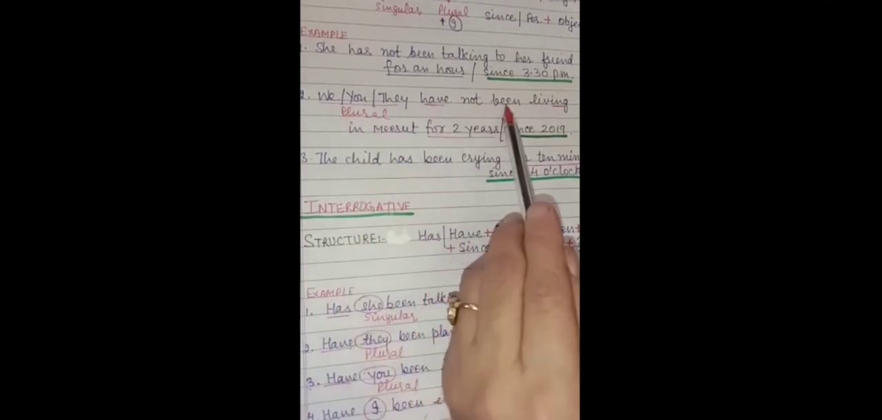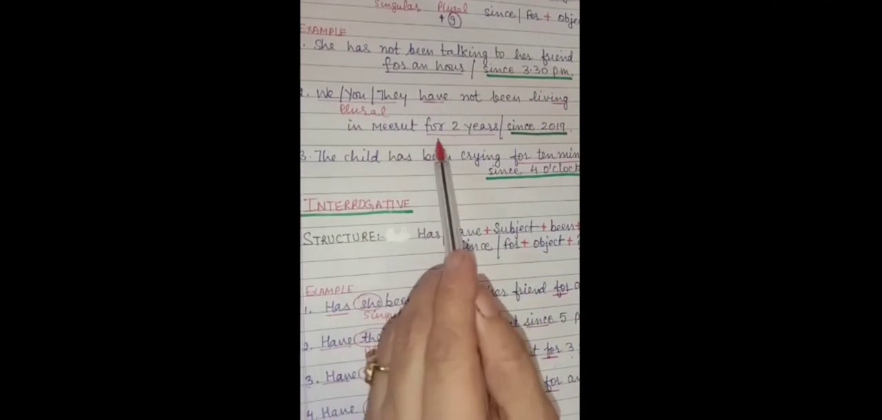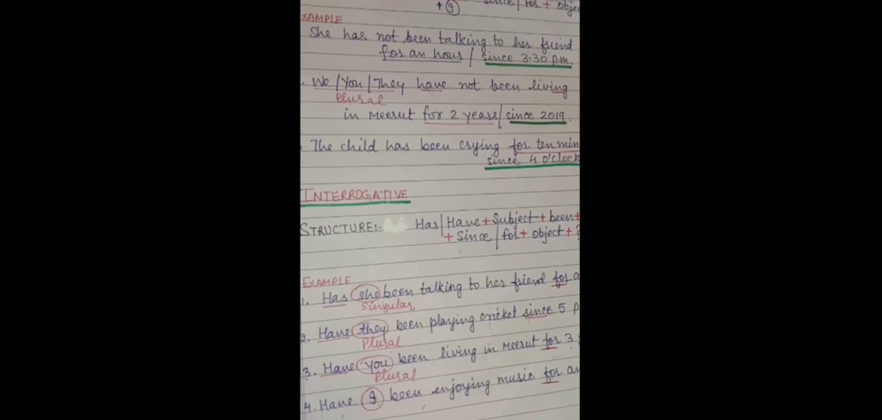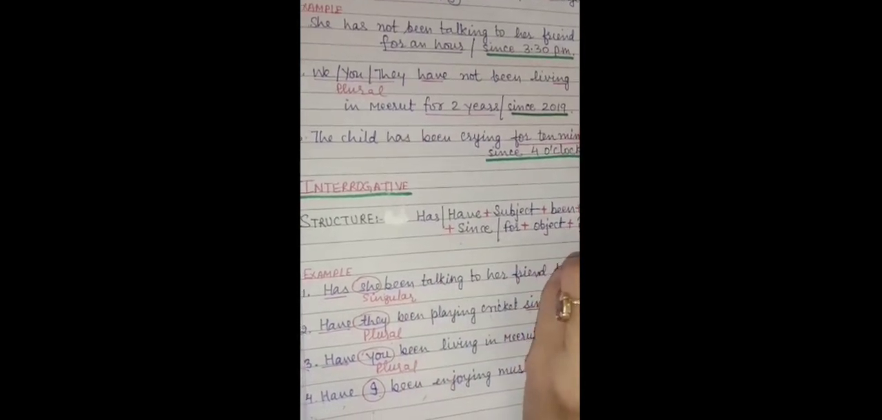We have not been living in Meerut for 2 years. For is used before a period of time. If we want to write some number of a year, we use since. We have not been living in Meerut since 2019. You have not been living in Meerut for 2 years. They have not been living in Meerut since 2019.